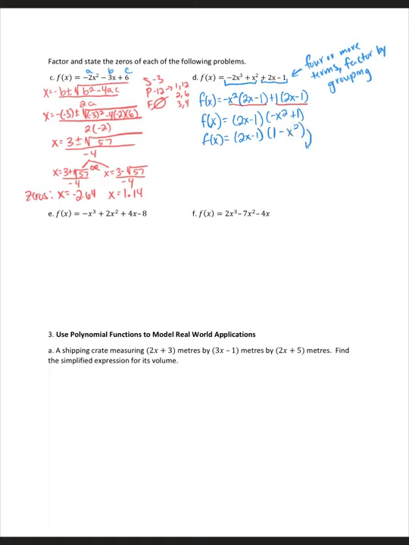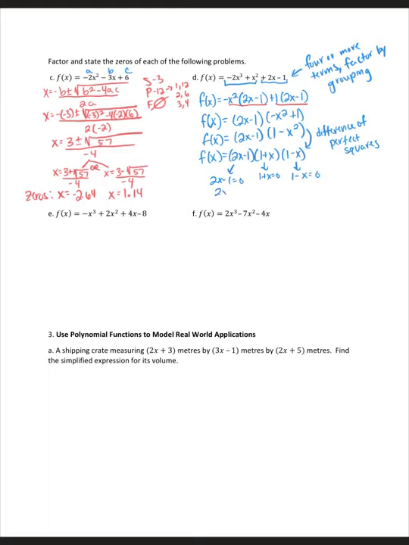And now I can factor that. That is a difference of perfect squares. So you have to start to be able to recognize how we can factor these different polynomials. So we still have 2x minus 1. And then this 1 minus x squared is going to factor to 1 plus x, 1 minus x. So if I wanted to identify my zeros, I'm going to set each of them equal to 0. And then solve for x.